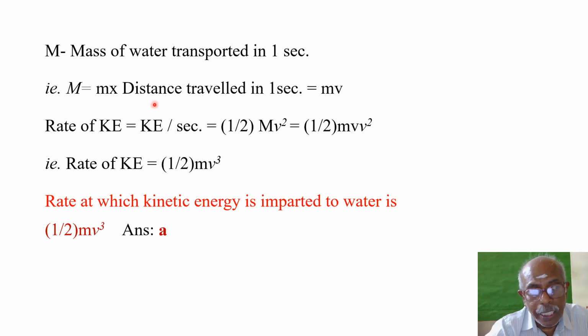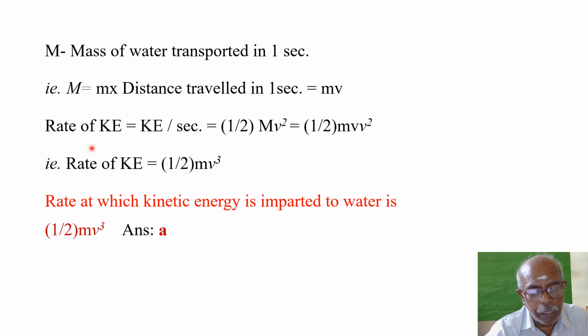But distance travelled in 1 second. What does it mean by the distance travelled in 1 second? What is the definition of velocity? It is the distance travelled in 1 second. So in that sense, distance travelled in 1 second is the velocity of flow of water. So if you multiply this distance travelled in 1 second by m, you will get capital M. So M equals m into v. v is the distance travelled in 1 second.